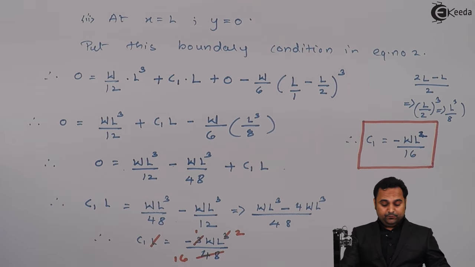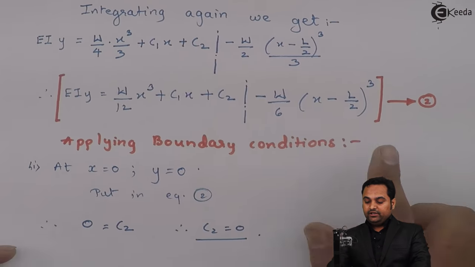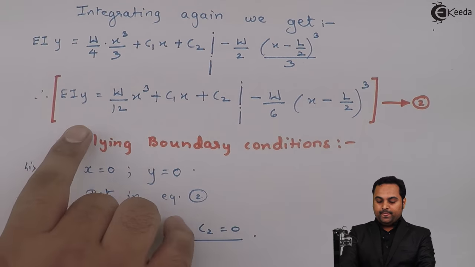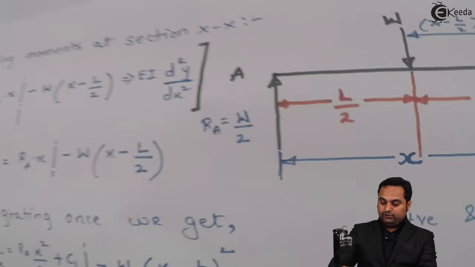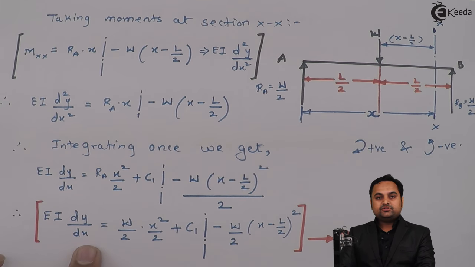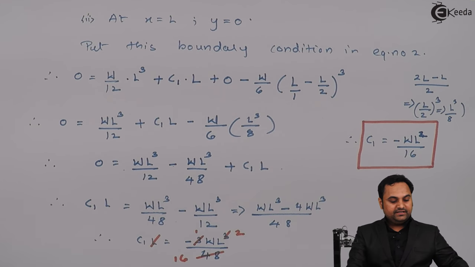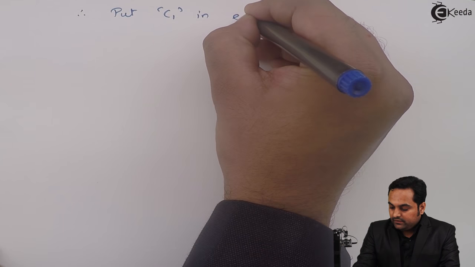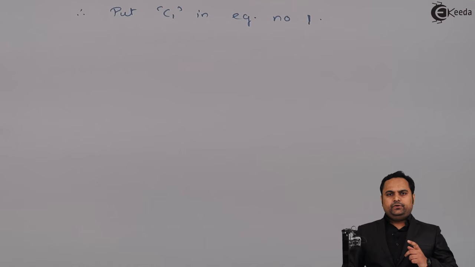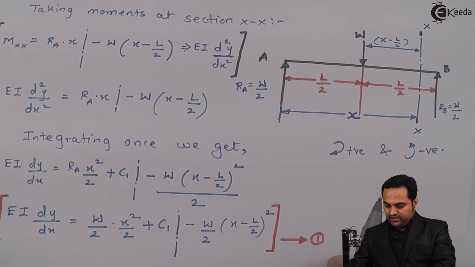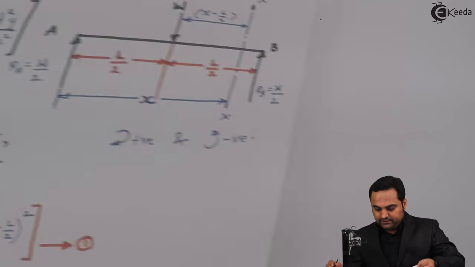So hence, if we put the value of C1 and C2 in equation 2, we are going to get the deflection equation, because y is called as the deflection. And if we put the value of C1 in equation 1, we are going to get the slope equation, because dy by dx is called as the slope. So here I'll say that after reaching at this stage, therefore put C1 in equation number 1. So now put C1 in equation number 1, and in equation 1 we are having EI dy by dx. I'll write this completely.